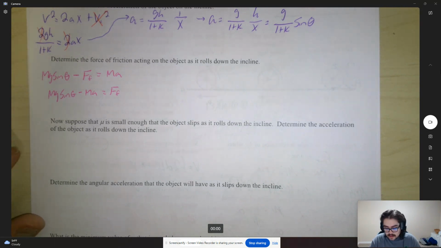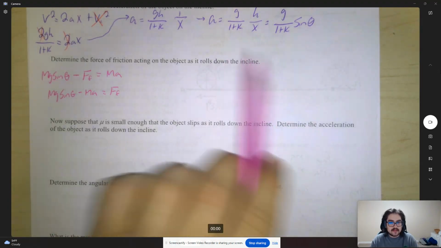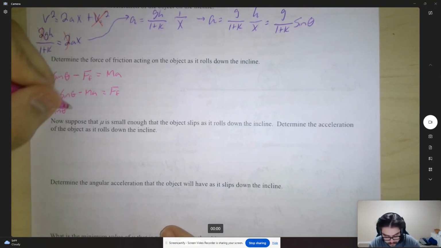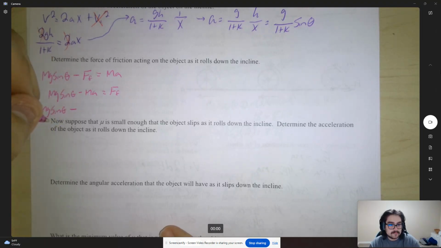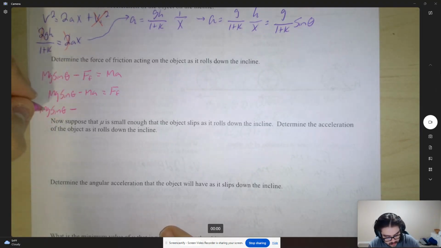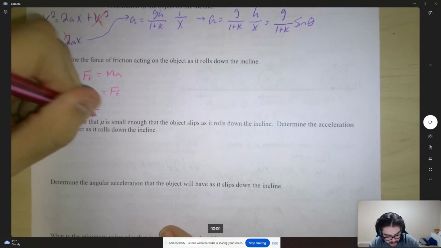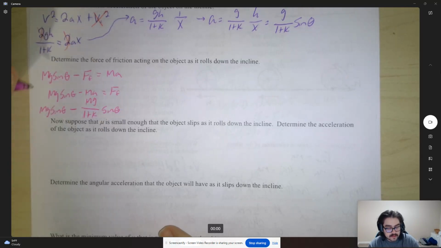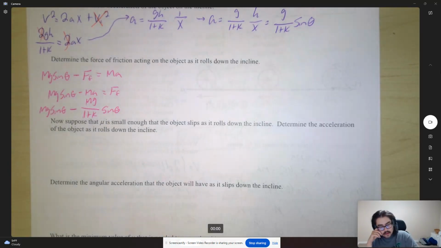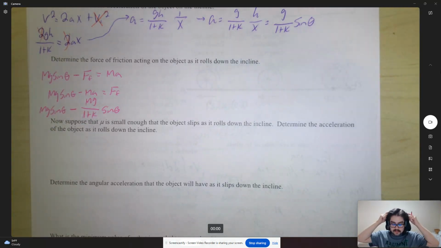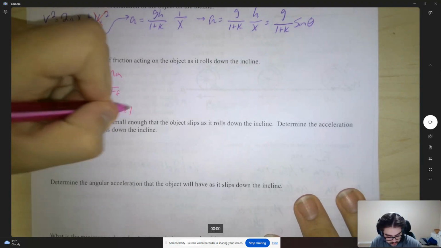Well, I've already figured out that a is just this, so I'm going to substitute it. I end up getting mg sine theta minus mg over 1 plus k sine theta. Again, I'm just substituting a for g over 1 plus k sine theta, and setting that equal to the force of friction.